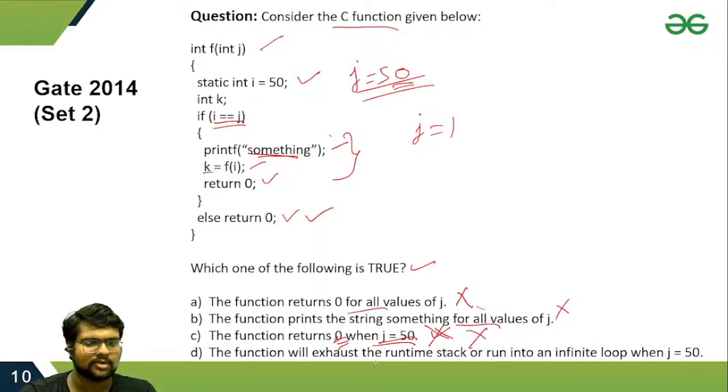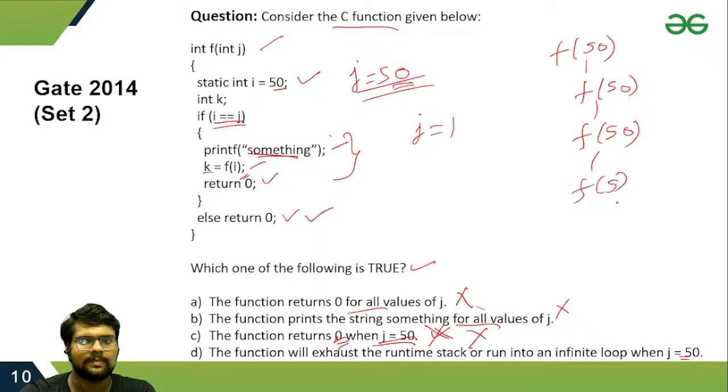The function will exhaust the runtime stack or run into an infinite loop when j equal to 50. So let's see whether this is true or not. So we are calling f with 50, the value of j. So 50 is compared with this I, so 50 is equal to I, then we will print something. Then we will again call 50, because the value of I is 50. Okay. So again this will call 50, and again this will call 50. Okay, so this will happen. Yeah. So it will be infinite.